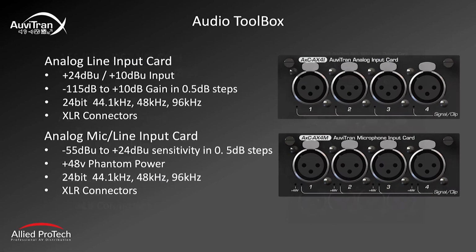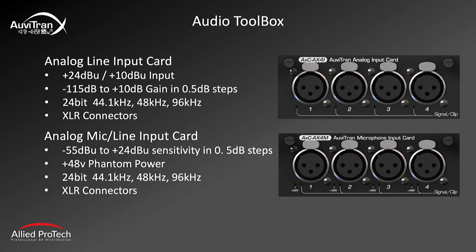We also have analog I/O cards. Remember analog? It's what we used to use back when we could understand how our systems connected together. So we have 2 analog input cards. One of them is a line level card, switchable from plus 10 to plus 24 dBu, and one of them is a mic line card with phantom power. Both have variable gain or attenuation, which is adjustable in half dB steps.